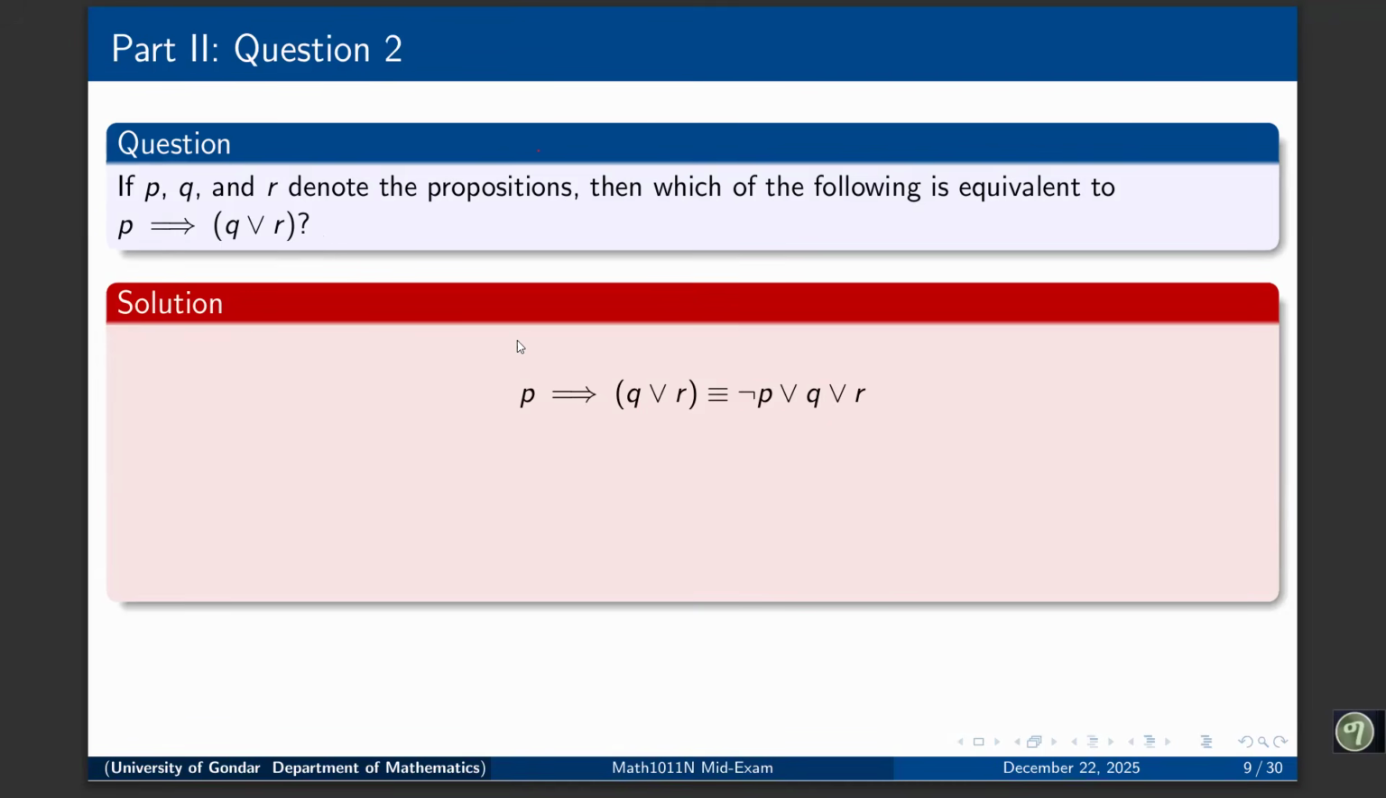Therefore, the solution will be, we have P implies Q or R. We know this one, that if we have P implies Q, then negation of P or Q will be equivalent to P implies Q. So when we do this, taking the negation, the implication will be converted into or, so that it is equivalent to negation of P or Q or R.